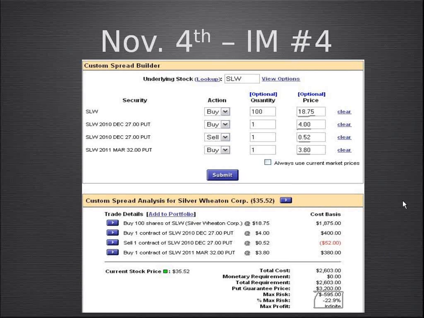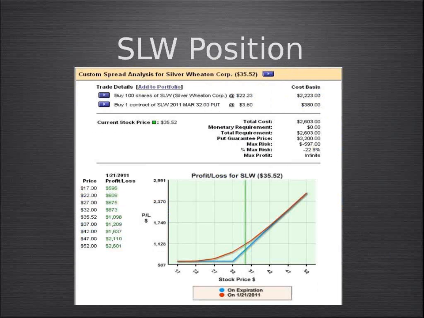We now have a guaranteed profit in the worst case scenario, if the stock collapses, of 22.9%. That's the worst case scenario, and we still have unlimited upside profit potential, and we could still do other income methods. Were these the best income methods to use?